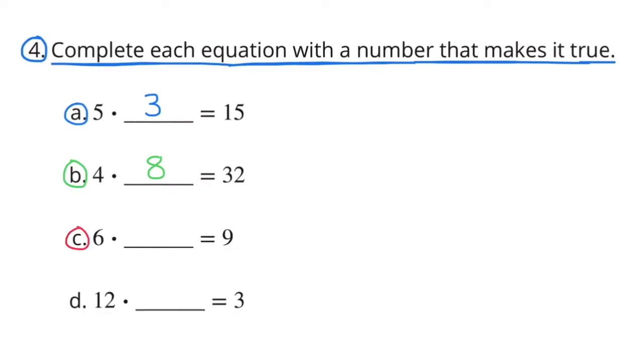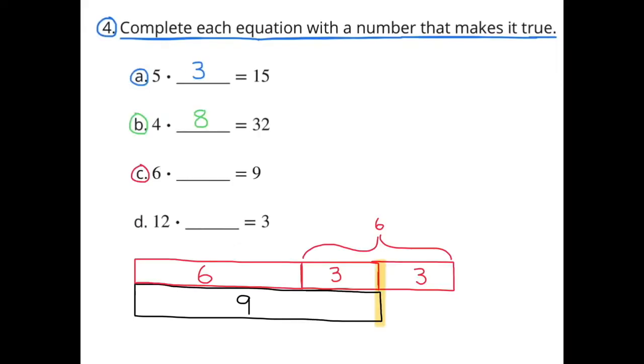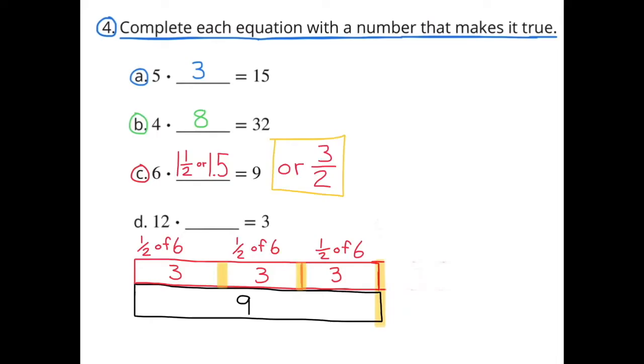C. 6 times what number equals 9? This illustration shows how 6 goes into 9 1.5 times. 3 is half of 6, and 3 goes into 9 3 times. So 6 times 3 halves also equals 9. So 6 times 1.5, or 6 times 3 halves, equals 9.